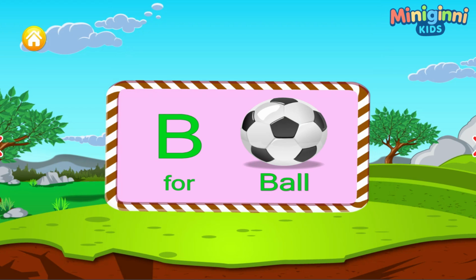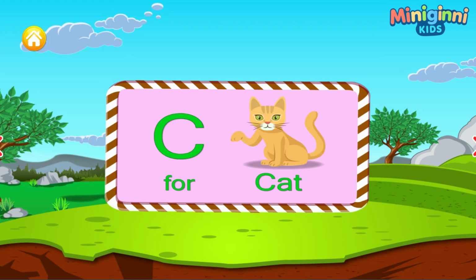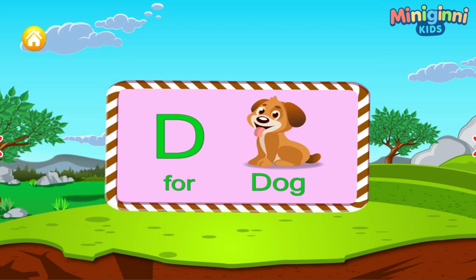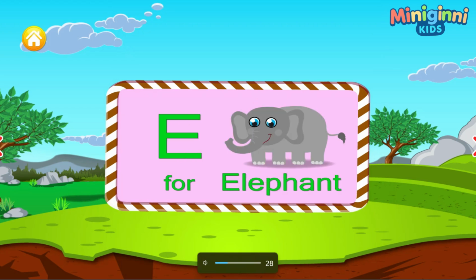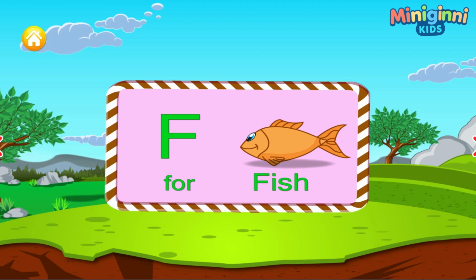B is for ball, ball. C is for cat, cat. D is for dog, dog. E is for elephant, elephant. F is for fish, fish.